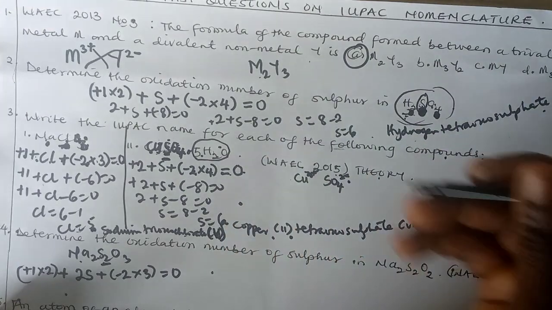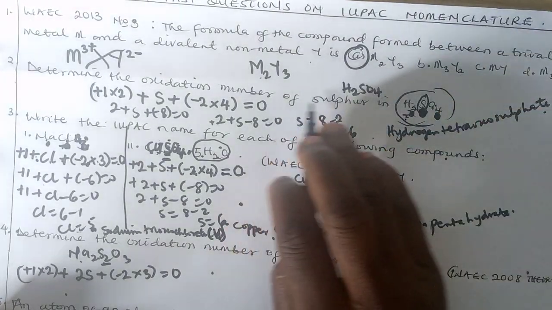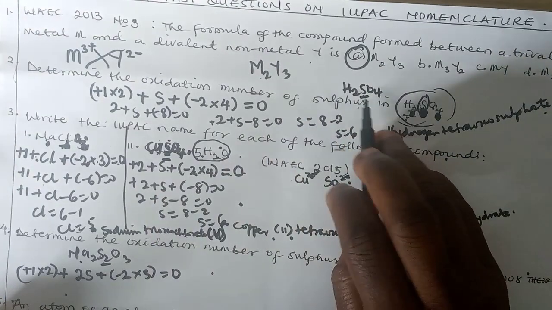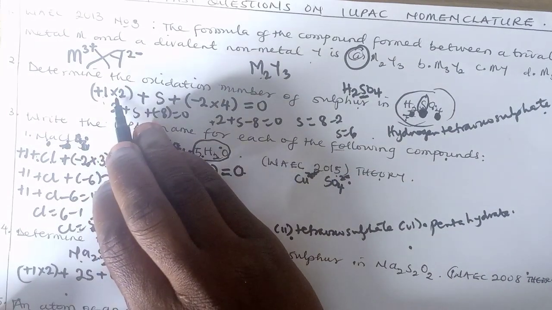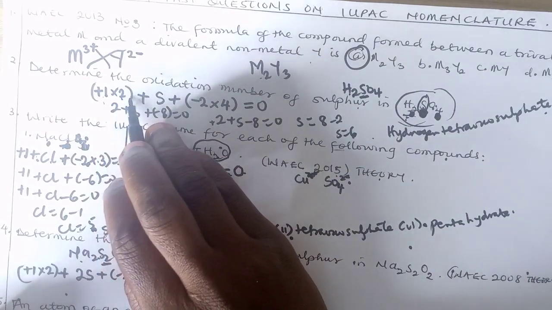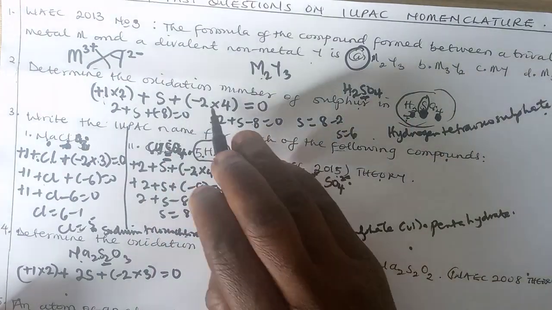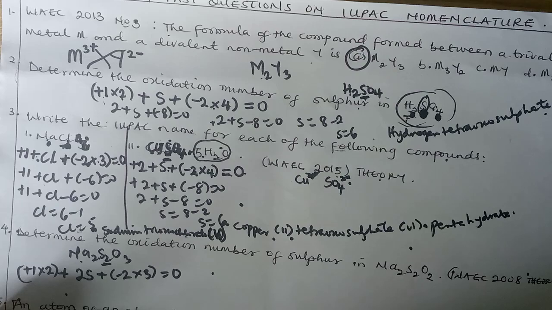And in this case now, the question is H2SO4. Determine the oxidation number of sulfur in H2SO4. You follow the same method. Hydrogen is +1, multiply it by 2. The oxidation number of hydrogen is always +1, multiply it by 2 in brackets, separated from the sulfur, plus then oxygen is -2, multiplied by 4, everything is equal to 0. Working out the oxidation number, it is 6.